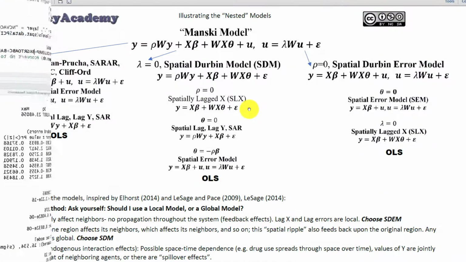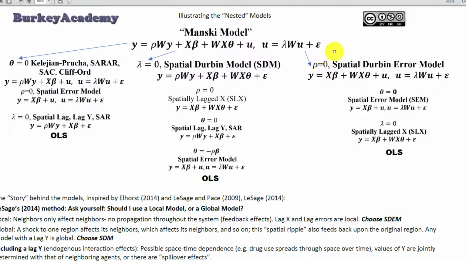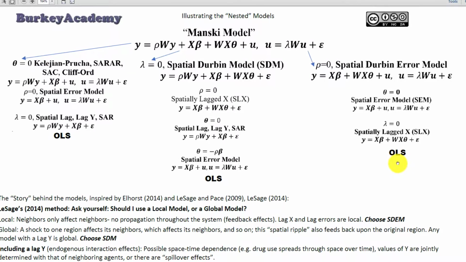So what LeSage would suggest is to start with a Spatial Durbin Error model. Estimate that, and then do a likelihood ratio test. Does the likelihood ratio test suggest we should restrict that Durbin error model back to either a spatial error model or an SLX model or OLS, a non-spatial model? So let's do that and see what happens.